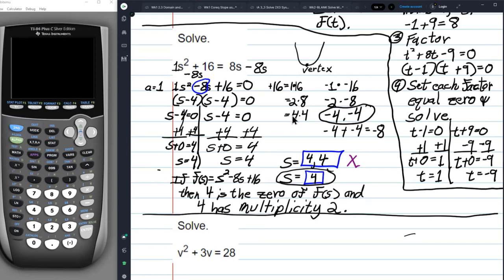Okay, but isn't 4 the x-intercept for that? Yeah, it is. If this is the x-axis, then yes, 4 has multiplicity 2, which means the graph comes down, touches the x-axis at x equals 4, well, s equals 4, and goes back up. But you haven't learned that yet.